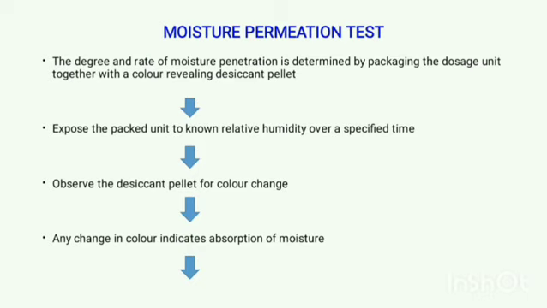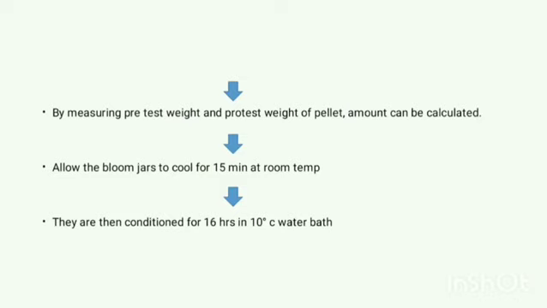Moisture permeation test. The degree and the rate of moisture penetration is determined by packaging the dosage unit together with a color revealing desiccant pellet. Then expose the packaged unit to known relative humidity over a specified time. After that, observe the desiccant pellet for a color change. Any change in color indicates absorption of moisture. Then by measuring the pre-test weight and post-test weight of the pellet, the amount can be calculated.